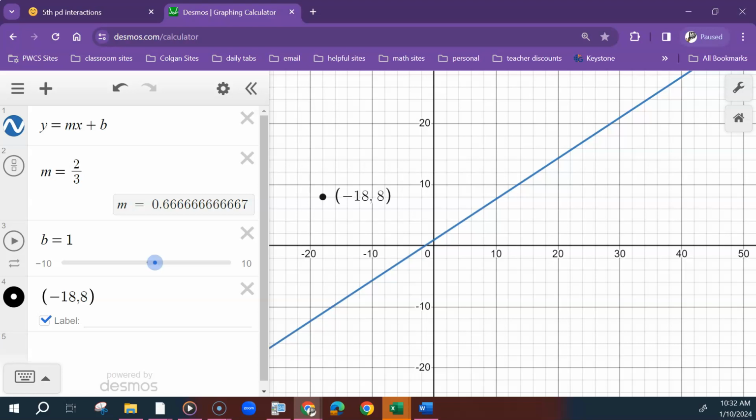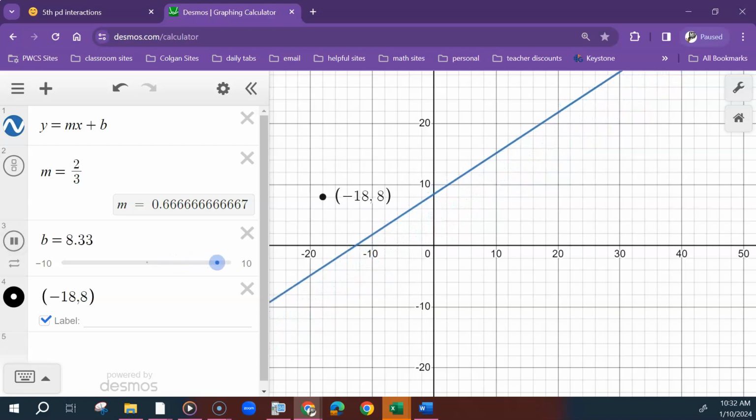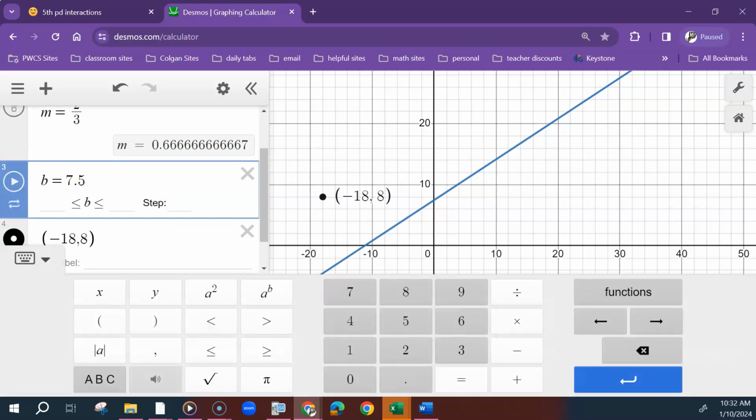And then we have to make sure our y-intercept goes through that point. If I just hit play here, the max it's going to go to is 10, and it won't ever cross that because our y-intercept is more than that. So we have to manually change it. So we could try it at 10. Okay. And we see that it's close, but it doesn't go through that. Then it becomes a guessing game.